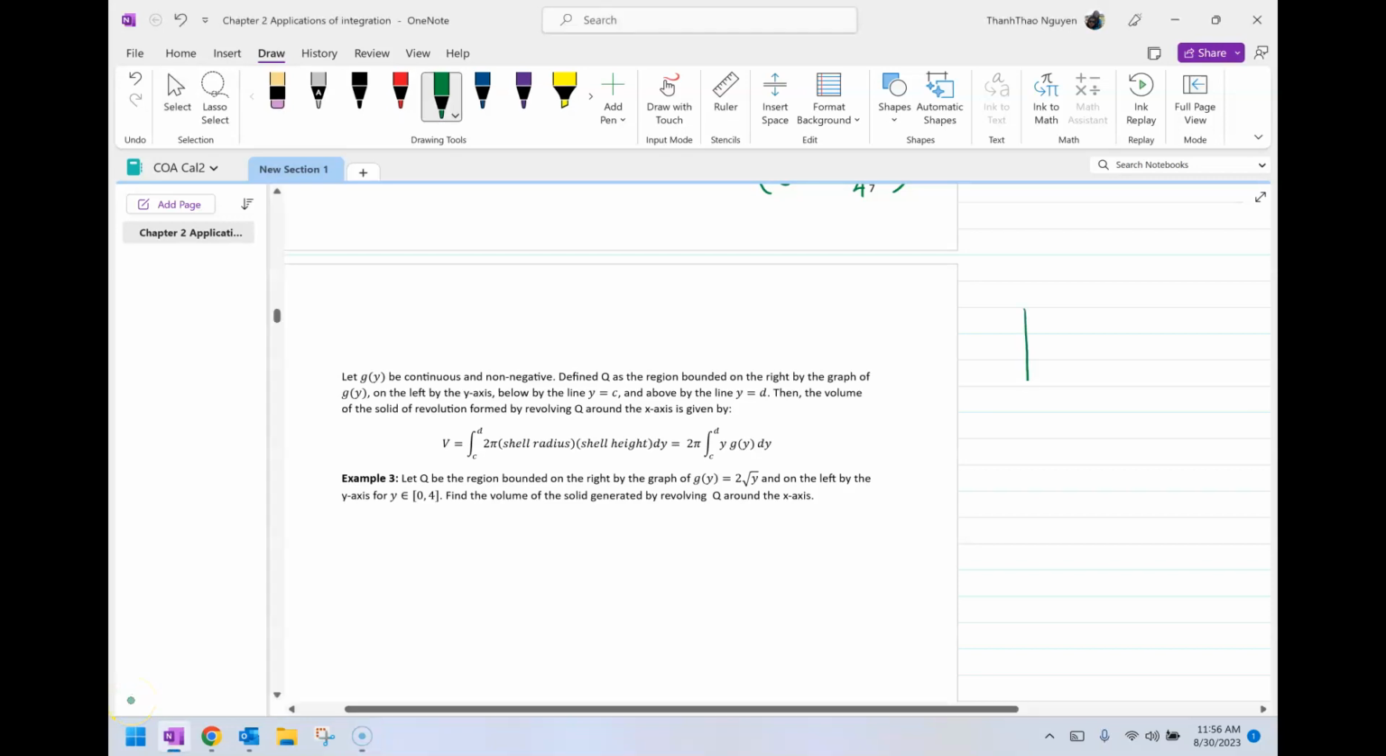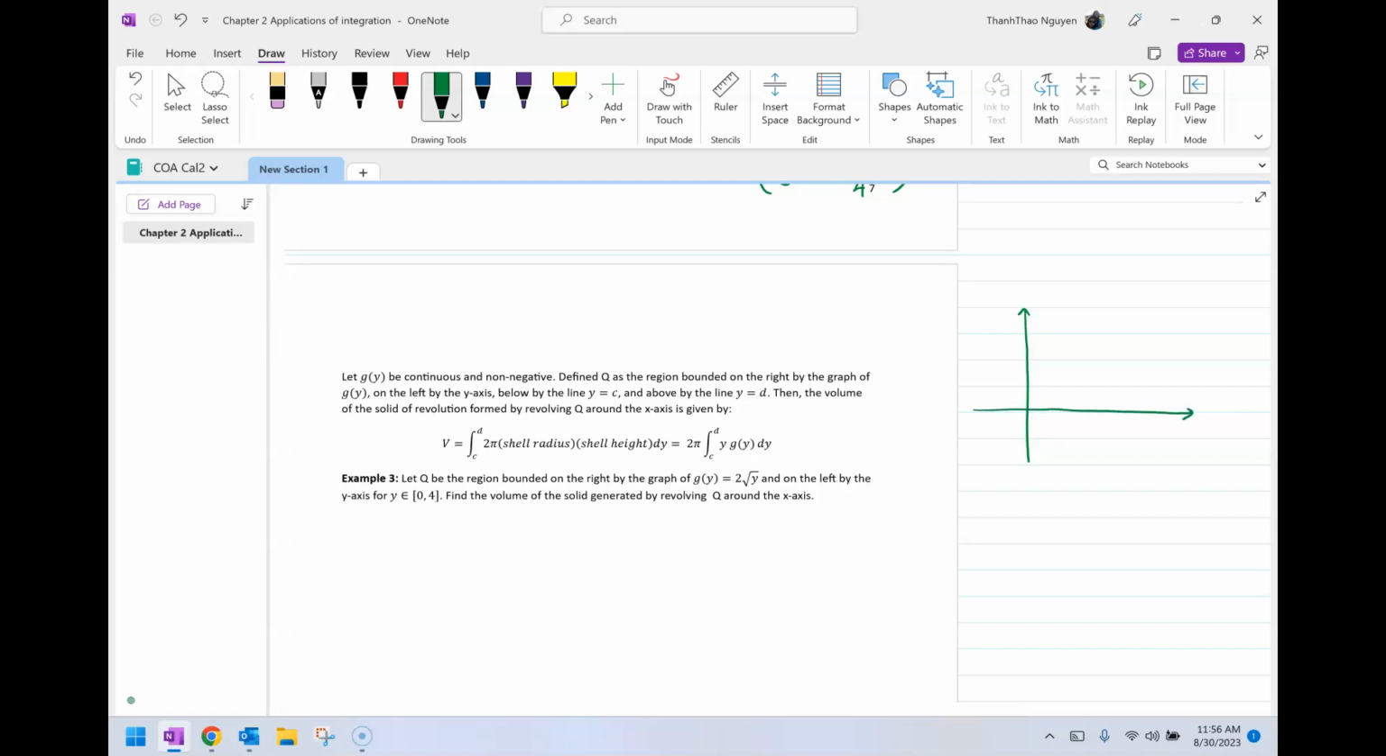So let's say you have a function in terms of y, and we call that function g of y. And g of y is bounded between these two lines, y equals c and y equals d. So this is the region Q that we're looking at.